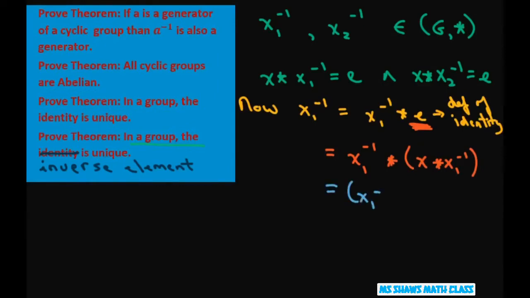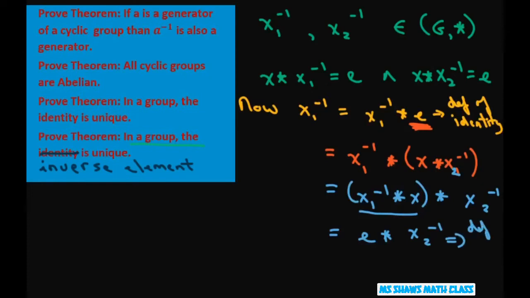Okay, now I'm going to change my parentheses with the associative property and move this over. So I'm just copying this down, with the parentheses there instead. So that's due to associativity. We already know that this is E, so this is E star x sub 2 to the negative 1. And again, that's due to the definition of inverse.